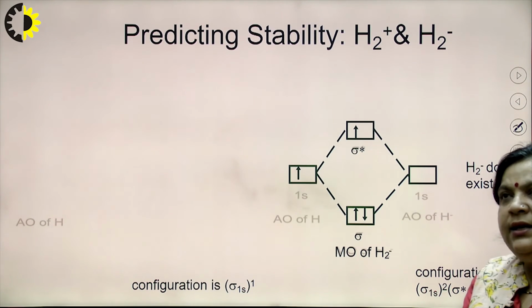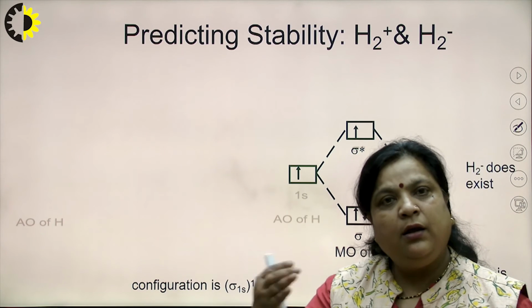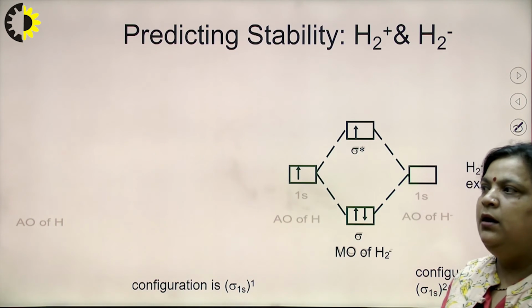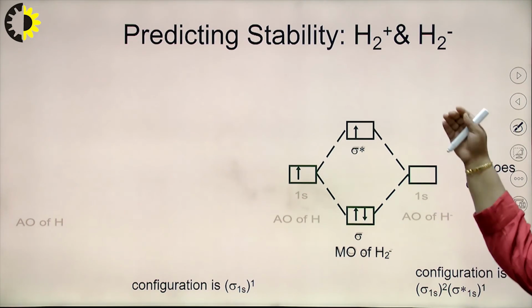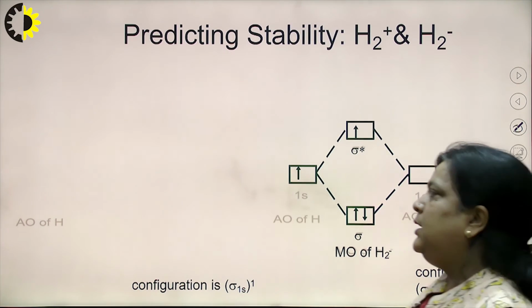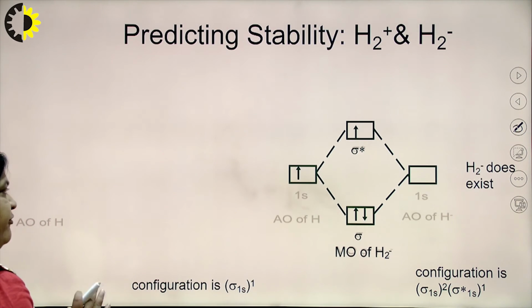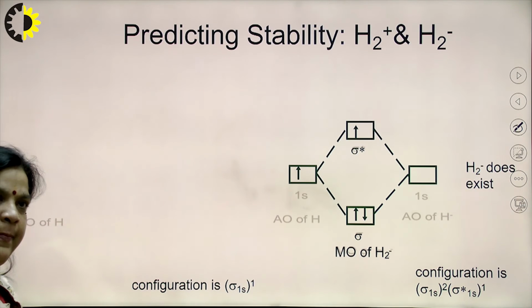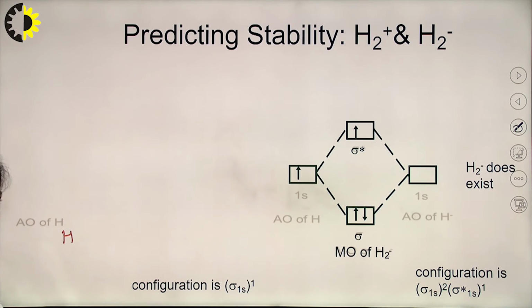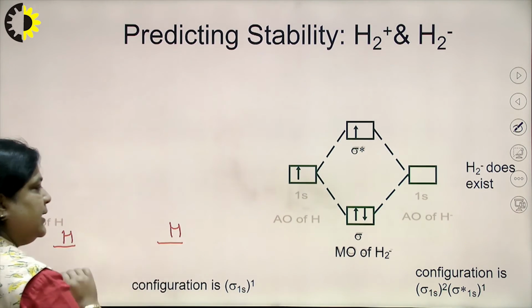And another thing is, with the help of bond order, we can predict the behavior or order of bond energy as well as bond length. Now, predicting the stability of He2 plus and He2 minus. Now, in case of H2 plus, when we draw the molecular orbital diagram, first we write the atom on this side and this side. So, this is the place of atom, that is of atomic orbital.